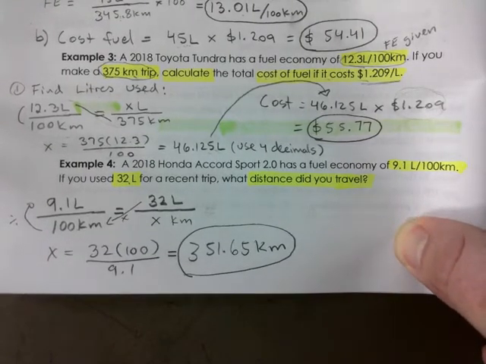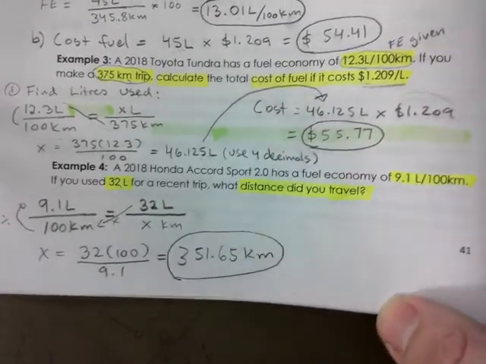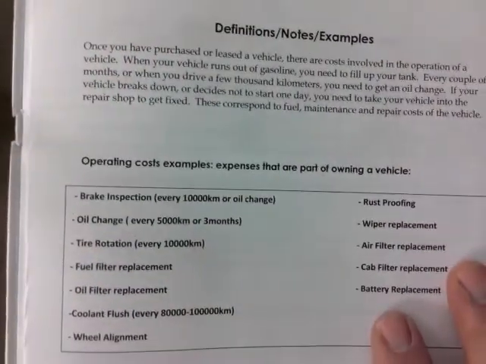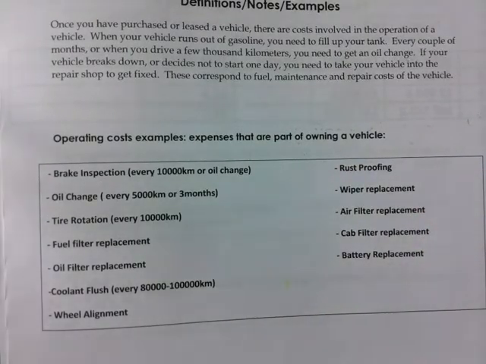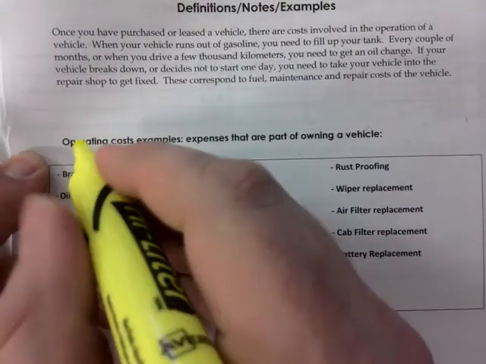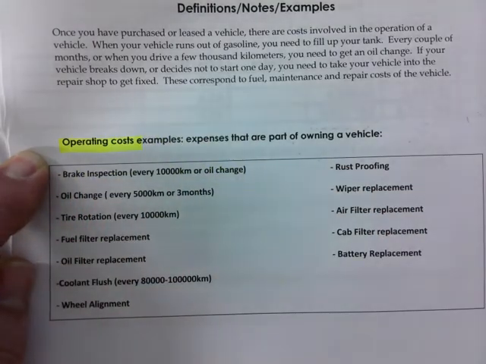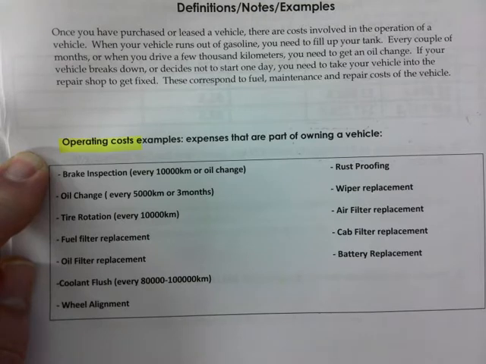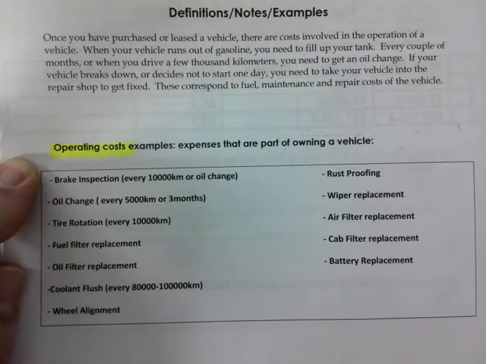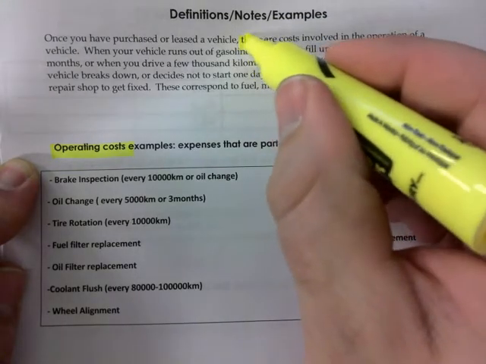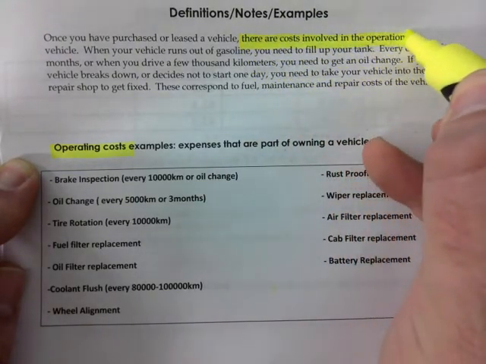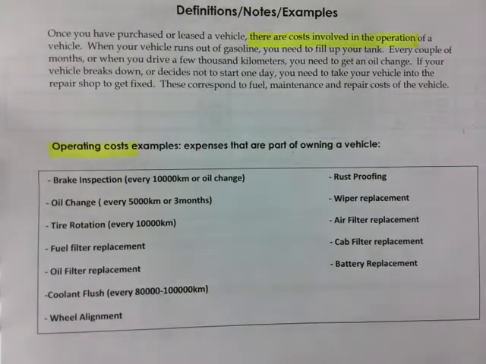Go to the next page here, 42. There's a list of operating costs. You need to have, I would say, 3 at least. If you memorize them, good. If you need to write them down, then you need to write them down. Okay? And so basically, there are costs that are involved in operating the vehicle. You just can't get away, right?